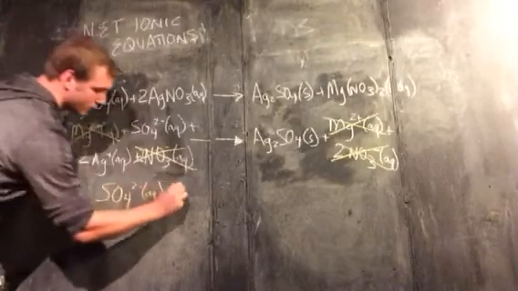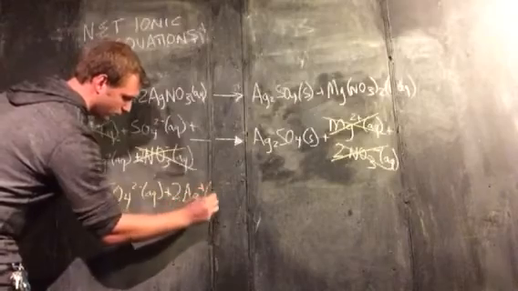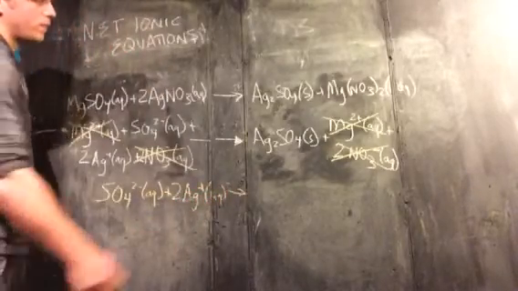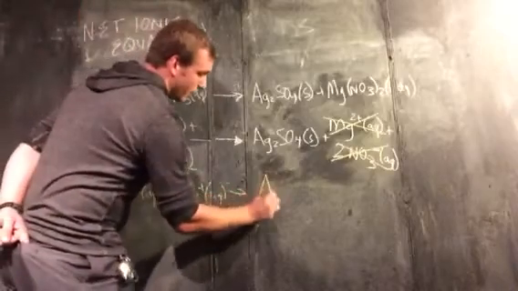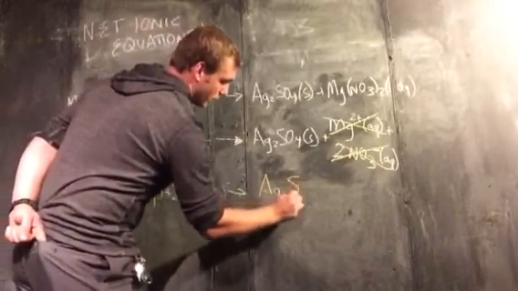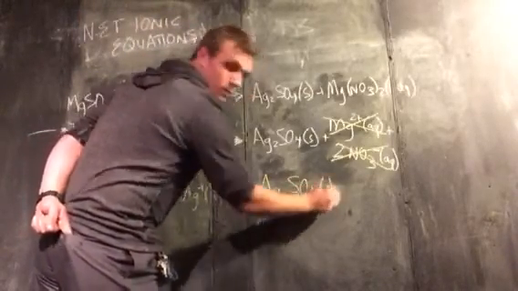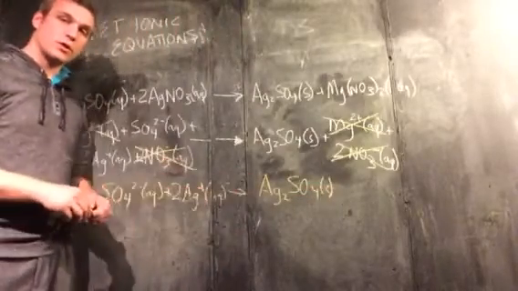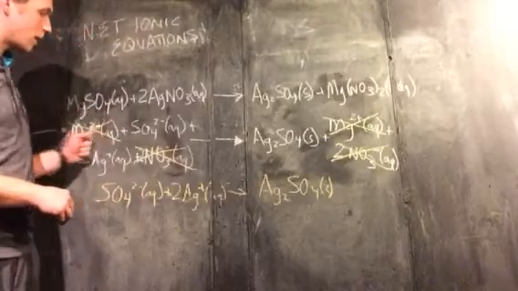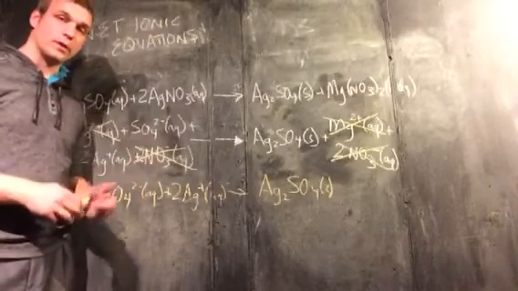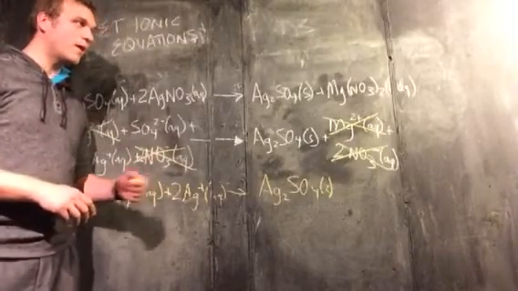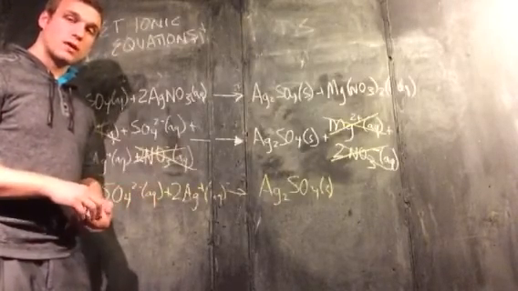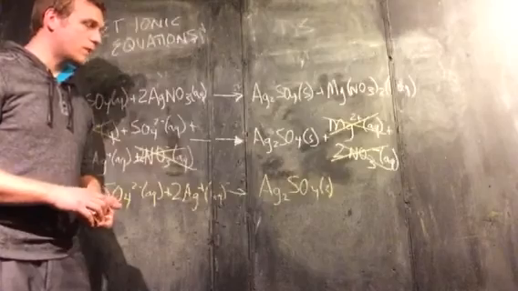plus two silvers, and that will give me whatever's left over here, Ag2SO4. And that's it. This is your net ionic equation in yellow. The total ionic is what I wrote in white when I didn't cross it out. Net ionic may be one of the most confusing parts of this. If you have questions, just let us know. We're roaming around. And yeah, hope you enjoyed.